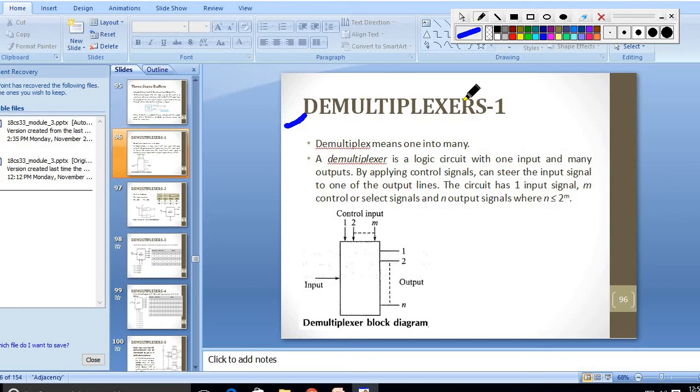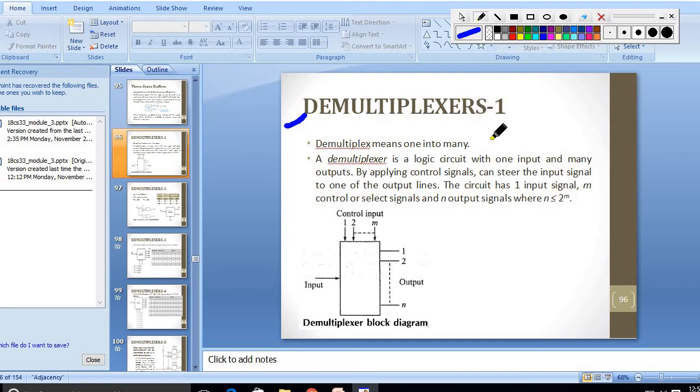So that is 4:1, 2:1, 8:1. The data inputs are more, and the output is single. In the demultiplexer, it is the reverse case. Demultiplexer means one into many. So only one data input is available here, the control inputs are many, and the outputs should be many, meaning 1 to m control inputs and 1 to n outputs.